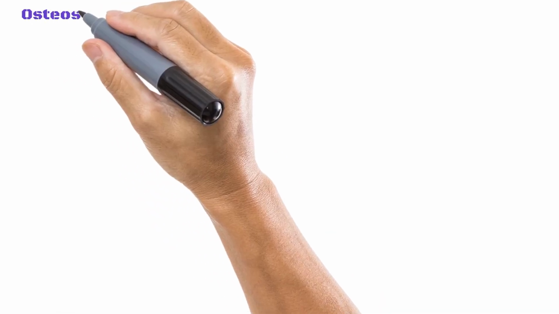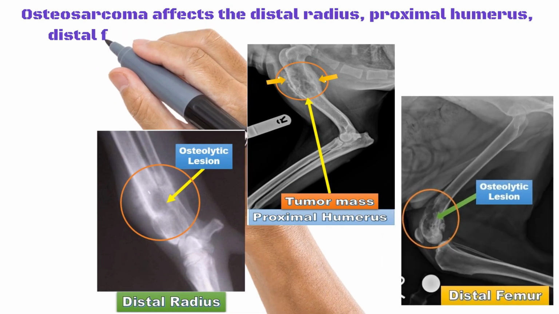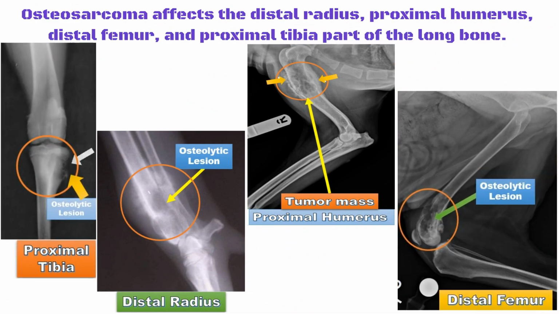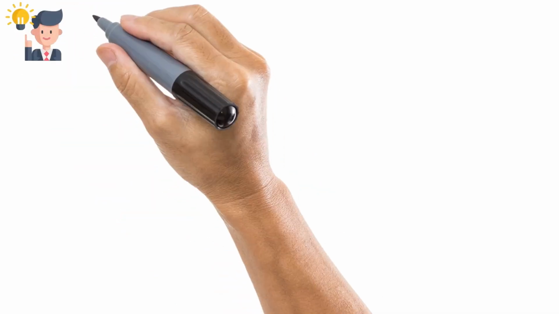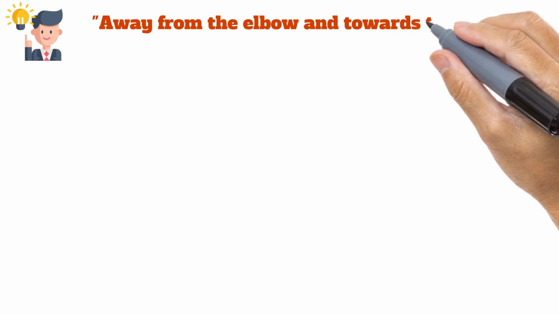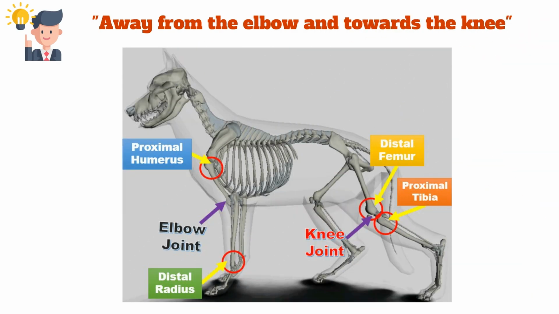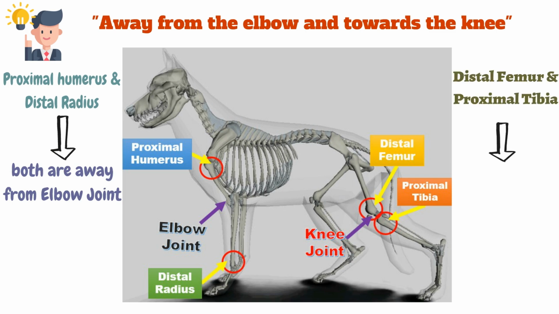Generally, osteosarcoma affects the distal radius, proximal humerus, distal femur and proximal tibia part of the long bone, exactly as you can see in the picture. To remember this easily, I will give you a trick: away from the elbow and towards the knee. Just remember this sentence and it is easy to remember. For example, as you can see in the picture, distal radius and proximal humerus both are away from the elbow joint, and distal femur and proximal tibia are towards the knee joint.